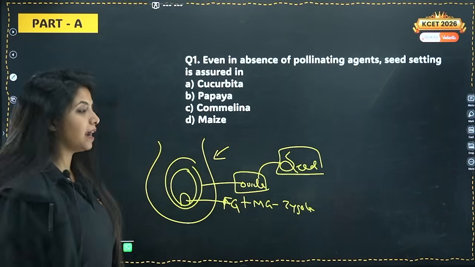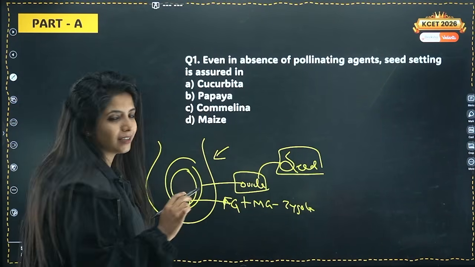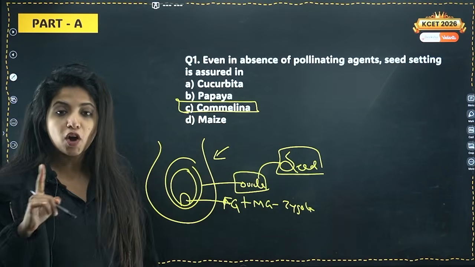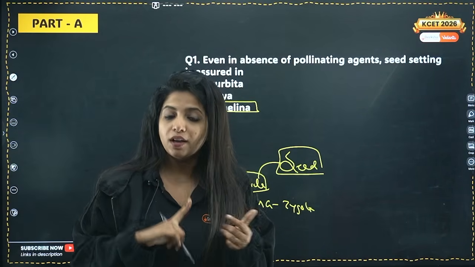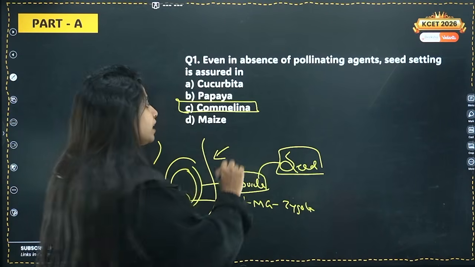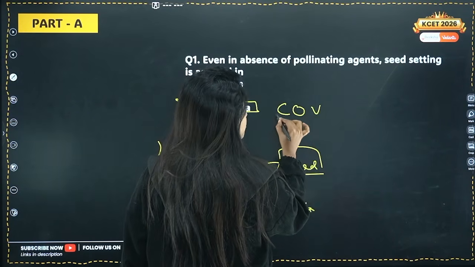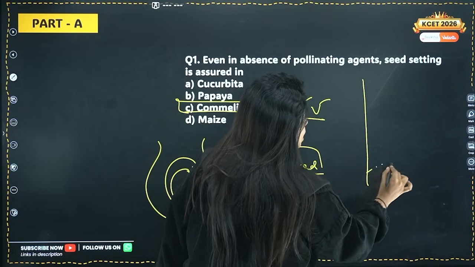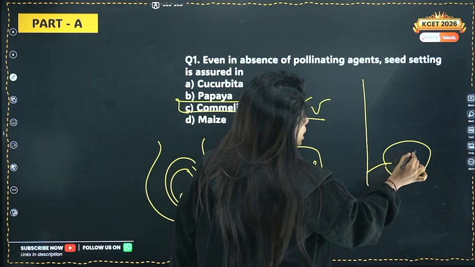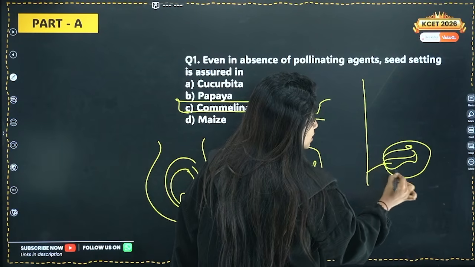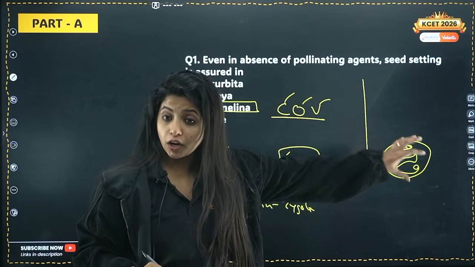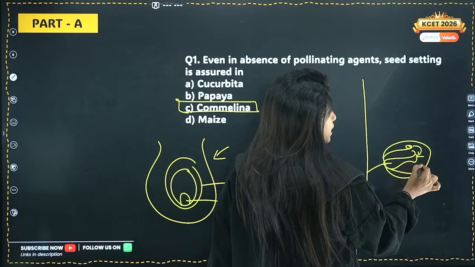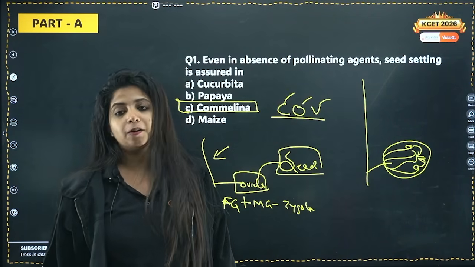What is the example of this plant? Cucurbita, papaya, commelina, maize. What is the answer? The answer is commelina. You have 3 plants which you need to remember: commelina, oxalis and viola. I always remember it as cow with a V. Commelina, oxalis, viola have 2 types of flowers. One is closed flowers, which have the female as well as the male part really close, which is why you do not need any pollinating agents. The pollen grains can easily land like this.